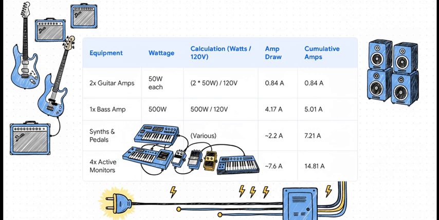Still looking good. Next, the synth sig pedals go in. That's about another 2.2 amps. But now, here comes the big one, 4 active stage monitors. They add another 7.6 amps to the load. And just like that, we're at a grand total of 14.81 amps.